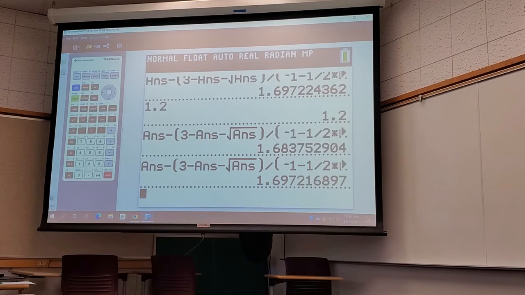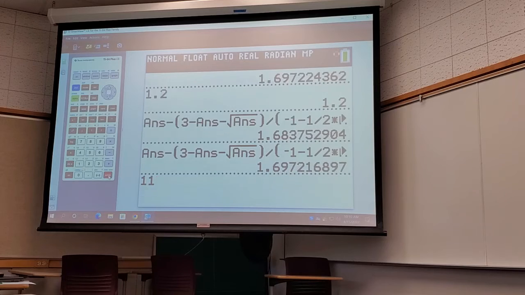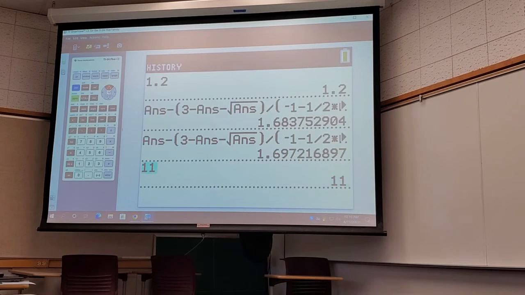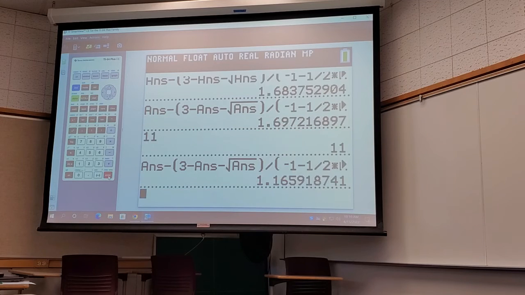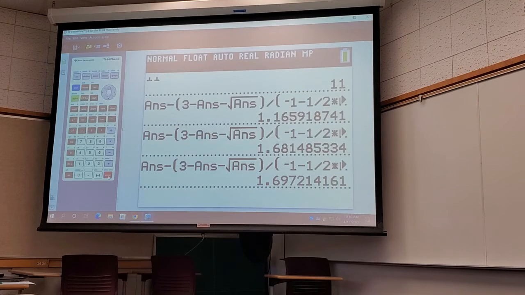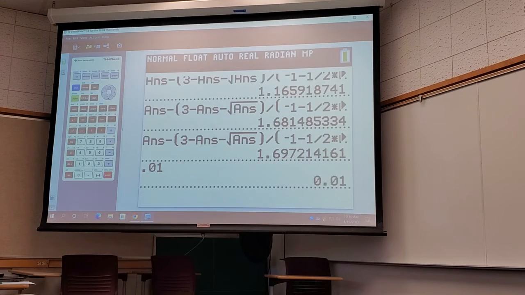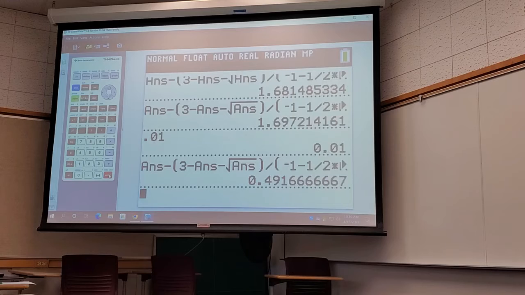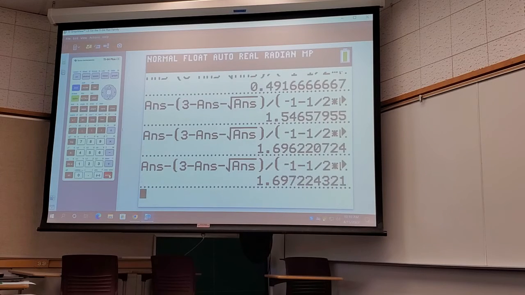But let's see, what if I put in there 11? That's a really good first guess. Oh yeah, somebody really sketched a bad graph. Let's see what it does. Look at that! Robust. What if I put 0.01? Oh, what am I doing? Yeah. All right, it took a little bit, but I got there, right? And again, it's because the functions are nice.